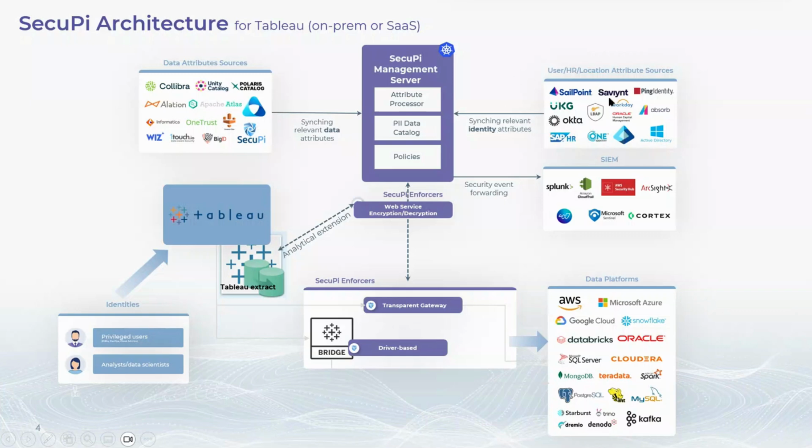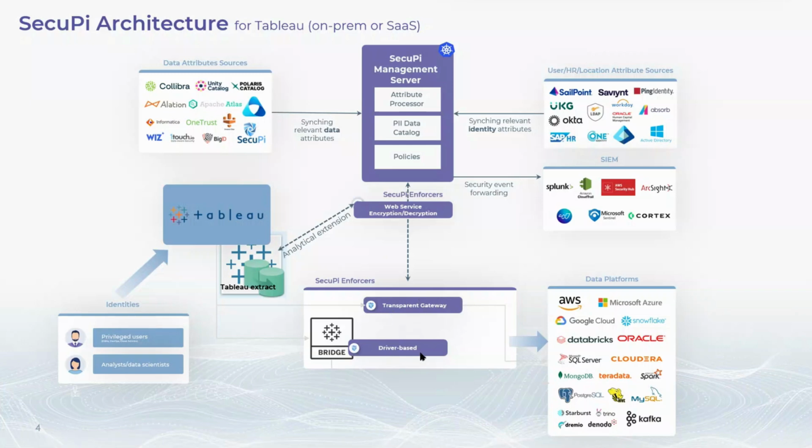So that's happening here. How do we know who the users are? We are bringing attributes from the identity sources, such as identity management or HR systems or anything like that. And how do we know about the data? We can scan it ourselves with SecuPi, or we can connect to one of our partners in terms of data catalog and data discovery. Once that happens, the policies are being enforced within the enforcer.